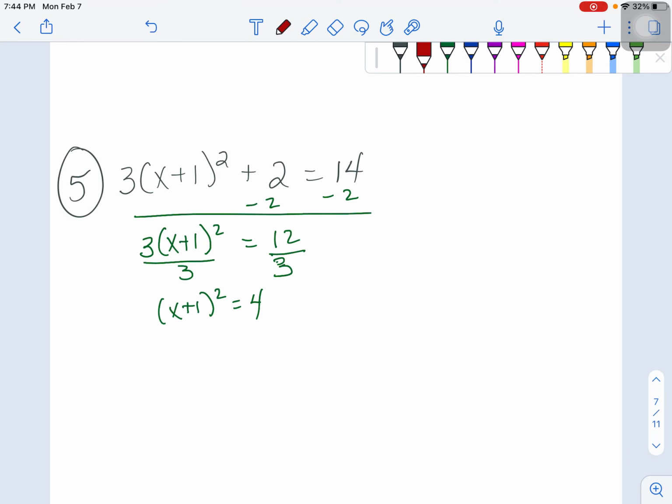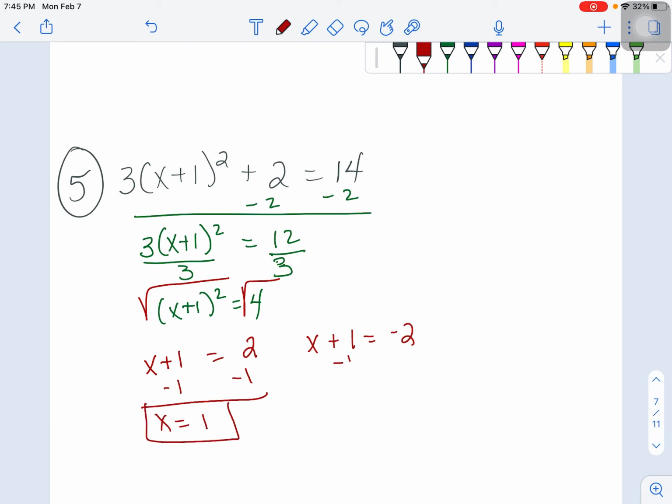And now I need to take the square root of both sides. x + 1 is going to equal, the square root of 4 is 2, and it's also -2. A lot of people forget the other one and they only get this half right. So you want to say equals 2 and -2, and then you're going to solve. So x equals 1 and x equals -3.